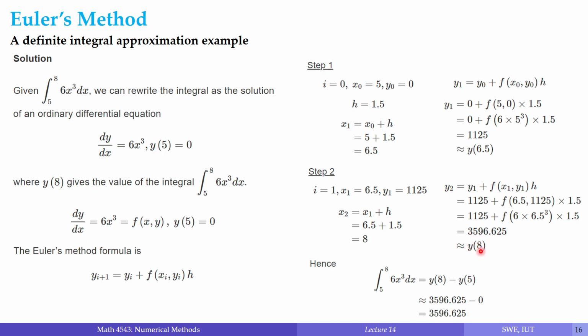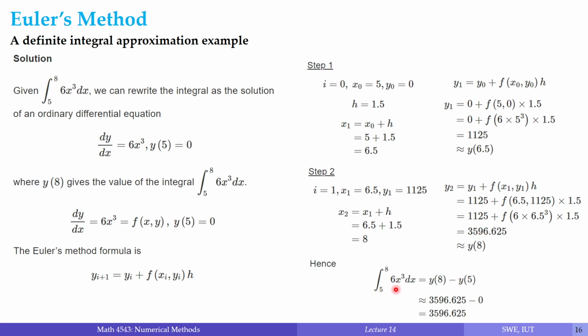Okay, when x is equal to 8. So now that we have found our approximation for the antiderivative function at the point 8, 8 was our upper limit, right? If you recall, we needed to find the integral from 5 to 8, right? So since we have found this approximation at the point 8, we can say that whatever answer we have found, 3596.625, that is our final answer. Okay, that is our approximation of the definite integral.